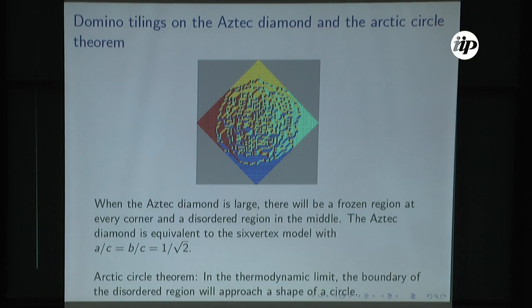Now, the six-vertex model with the domain wall boundary condition is equivalent to the tilings of dominoes on the Aztec diamond. When tilings have equal weight, this corresponds in the six-vertex model to the case A equals B, C equals root 2, so A over C equals B over C equals 1 over root 2. There's a theorem called the arctic circle theorem. In the thermodynamic limit, the boundary here will approach the shape of a circle and will have four frozen corners.